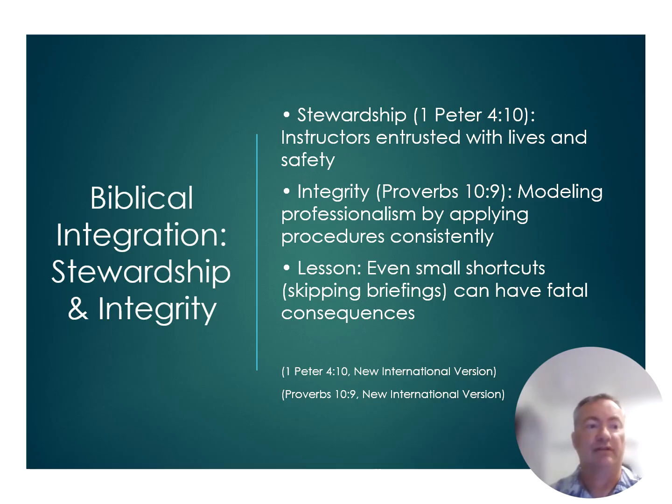Scripture speaks directly to this issue by saying, "Each of you should use whatever gift you have received to serve others as faithful stewards of God's grace." Flight instructors are stewards of life and knowledge. Proverbs 10:9 reminds us, "Whoever walks in integrity walks securely." Integrity means applying procedures consistently, not skipping them. Stewardship and integrity could have prevented this accident.